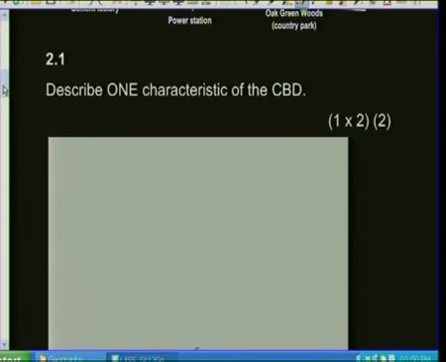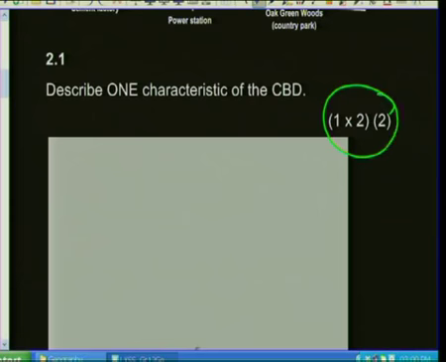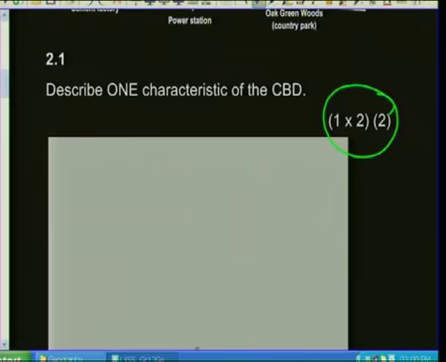Question 2.1. Describe one characteristic of the CBD. And if we take a look at our mark allocation, they're only looking for 2 marks out of that single point. So just one thing about the CBD. And if you look back to your notes, you'll remember that there are lots and lots of things about the CBD. Things like, and let's go back to the picture.